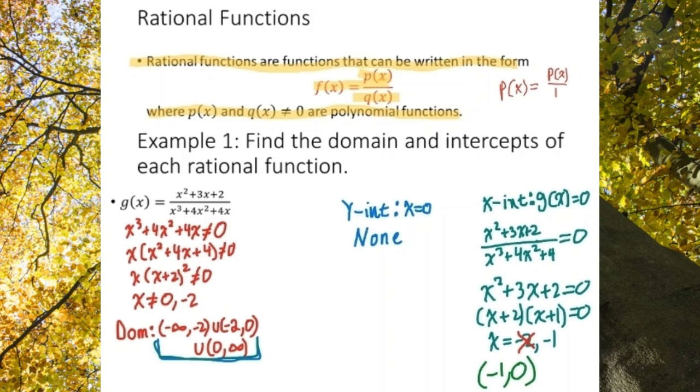Make sure you're very careful whenever you're solving your equations, especially for the x-intercept, and check to make sure your solutions do not make your denominator 0. In other words, make sure that your solutions are actually in the domain of our function. Any solutions that are not in the domain, or make our denominator 0 when plugged in, have to be thrown out.